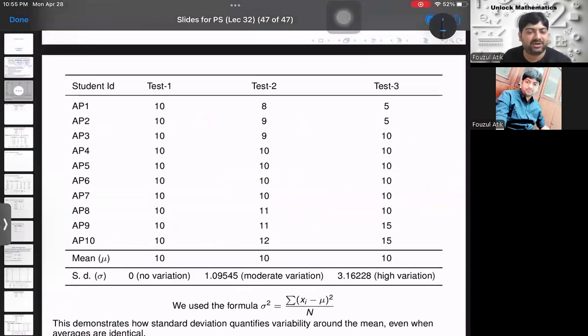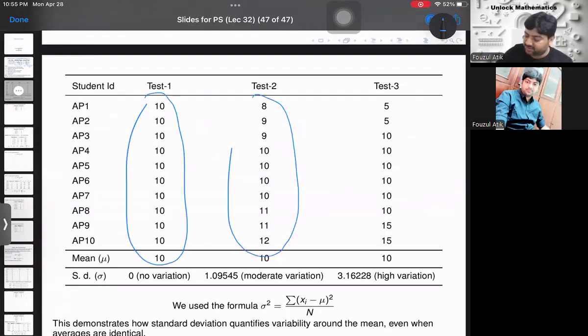Look at the same data we discussed in the previous lecture: the marks of 10 students in 3 tests. In the first test, all the students got 10, 10, 10, 10 marks. In the second test, some of them got 8, some got 9, some got 10, some got 11, some got 12. In the third test, some got 5, some got 10, some got 15. Now, these are ungrouped data. What is the standard deviation formula? The summation of xi minus mu whole square divided by n, right? But in all the cases the mean is 10, as we have already discussed. In the first test, every xi minus mu value is 0, so the standard deviation is actually 0.